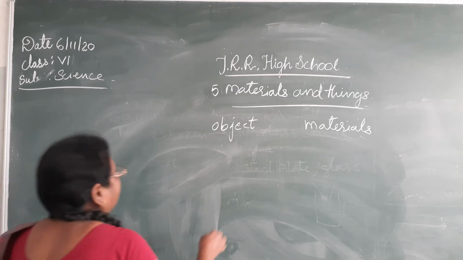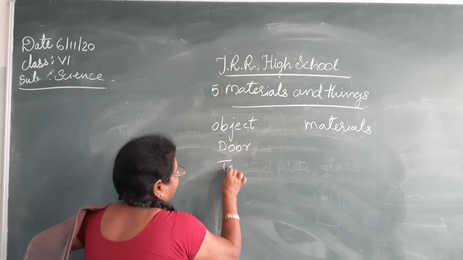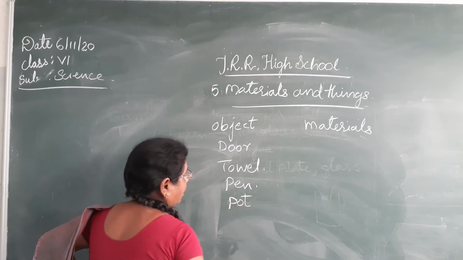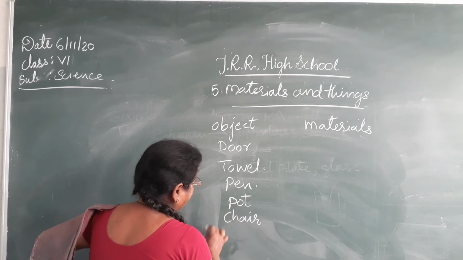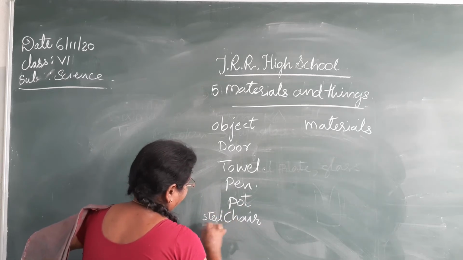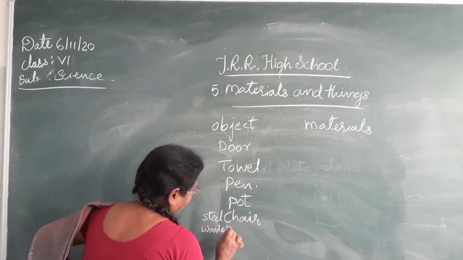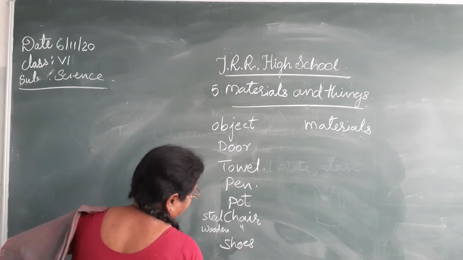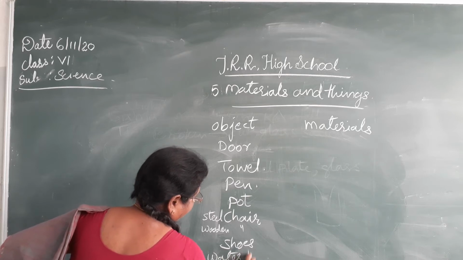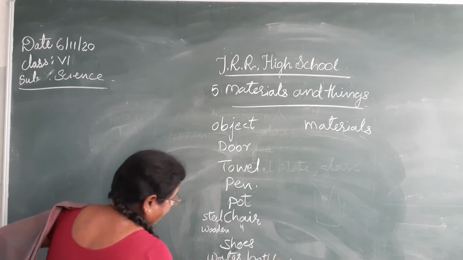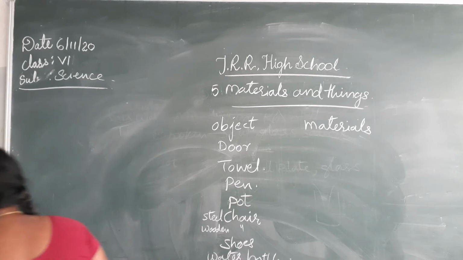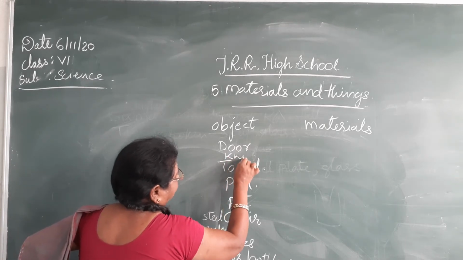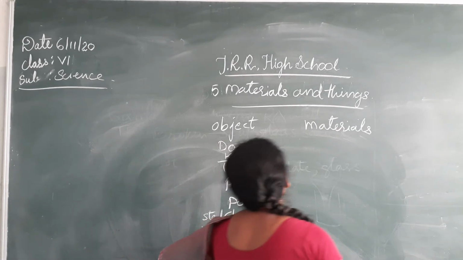Door, towel, pen, pot, chair. Which chair? Steel chair, you can write steel chair, and wooden chair. You can write even wooden chair. Shoes, water bottle, bag. You can write even bag also. Knife. Now here you separate it out.